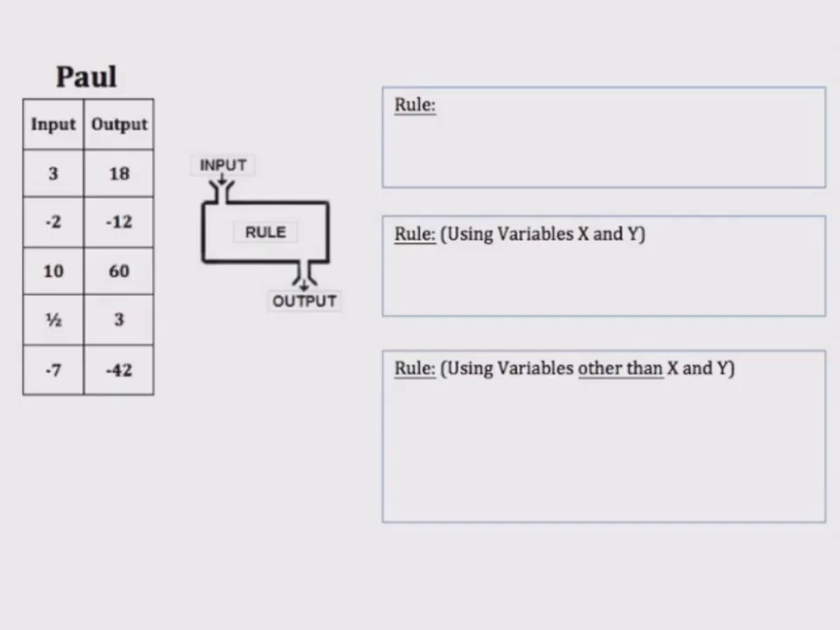Alright, consider the following function, named Paul, and you see that we've got an input-output table already made. Now, perhaps you can already tell what Paul's rule is. In this case, the rule is the output is equal to 6 times the input.